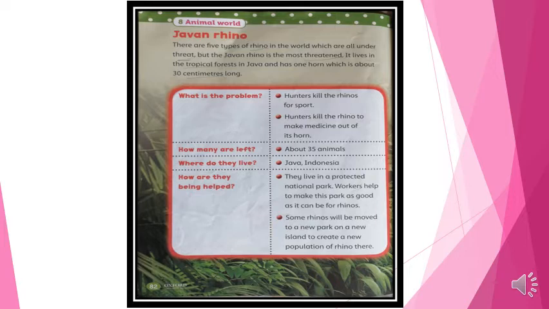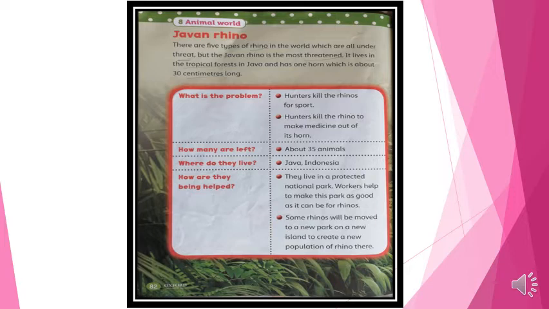You know, its horn is very useful in making medicine, and this is the largest threat which these Javan rhinos are facing, as their horns are used in the international rhino horn trade, and they are used for making medicine. Now you will be surprised to know that only 35 animals are left. Do you know where they live? Yes, they live in Java in Indonesia.